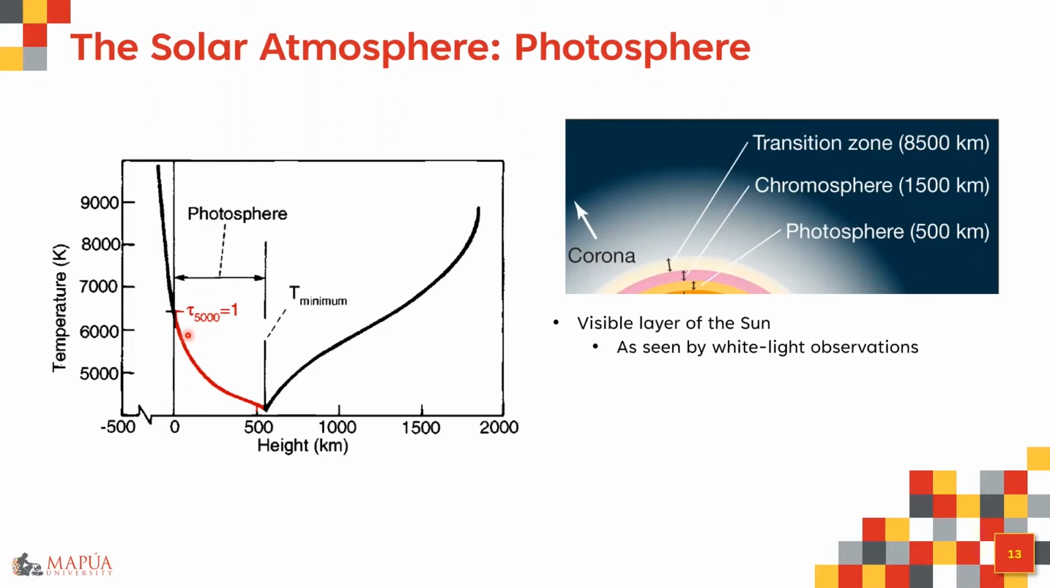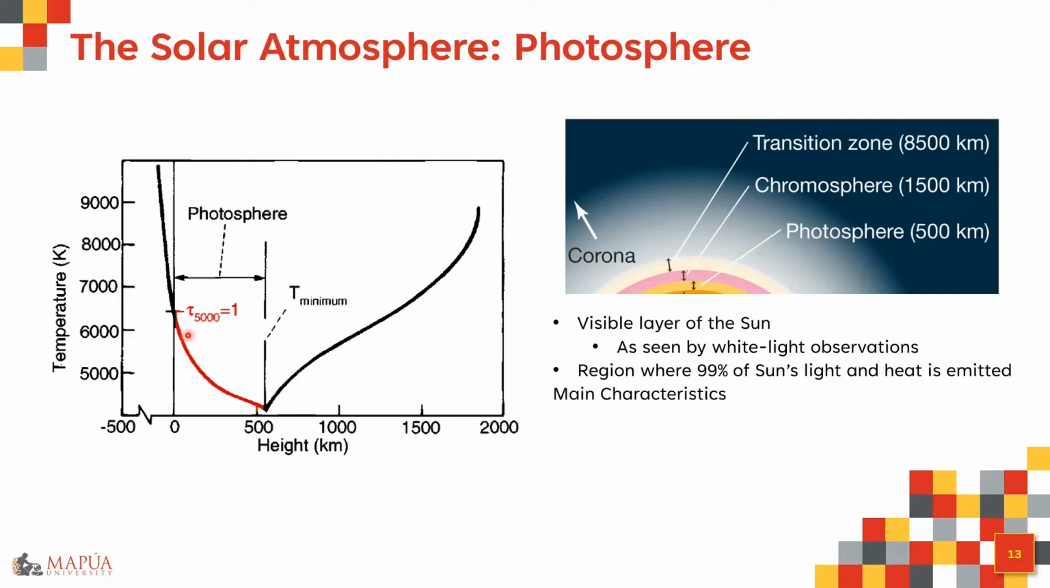And this layer of the sun is the visible layer of the sun that is seen in white light observations. So if you're going to look at the sun directly right now, what you're actually observing is the photosphere, not the chromosphere, not the transition zone, nor the corona. And it is the region where 99% of the sun's light and heat is being emitted.